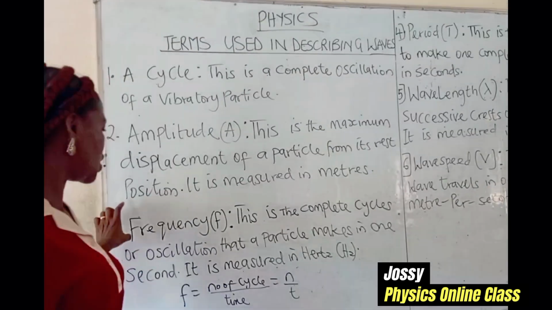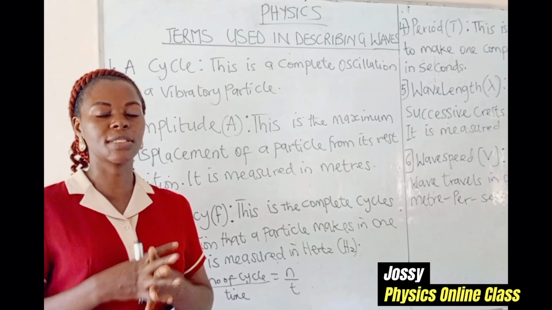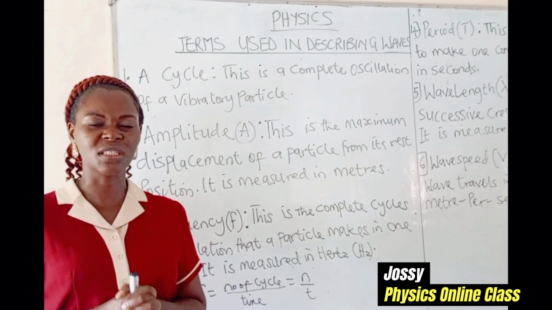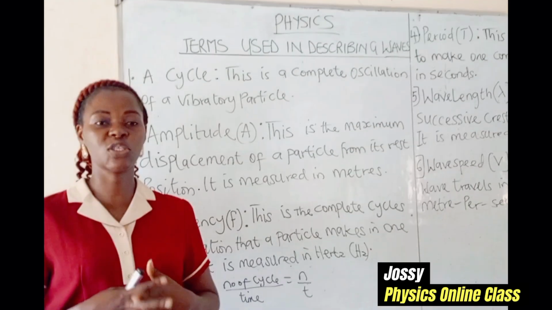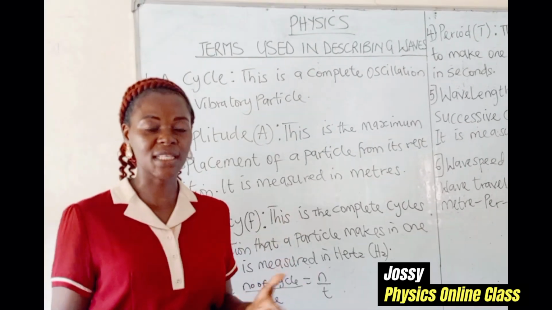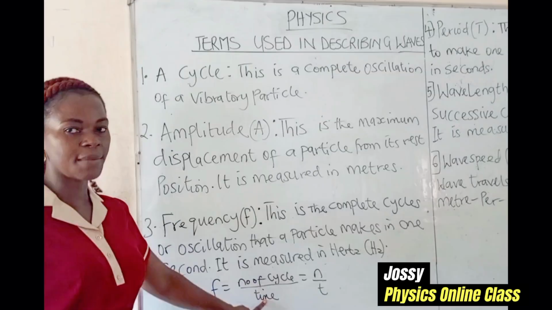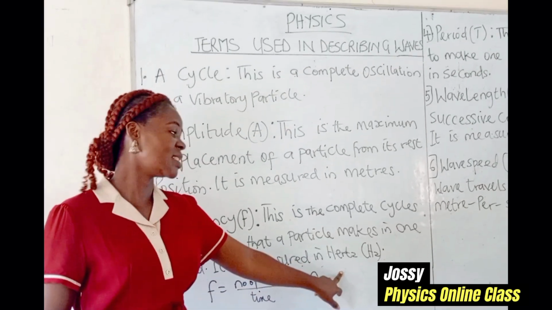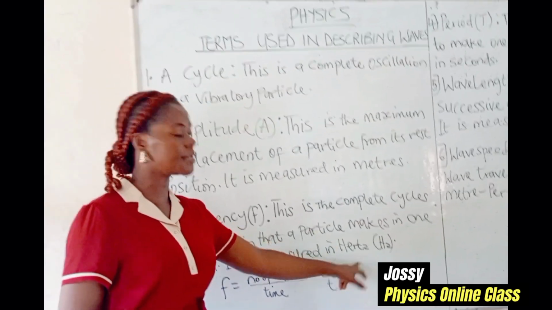Then the next we have on the board is frequency. Frequency is a complete cycle or the complete oscillation that the particle makes in 1 second. So we can otherwise say that frequency is number of cycles over time. It is measured in hertz. We can also say that it is measured per second. Frequency is measured in hertz.